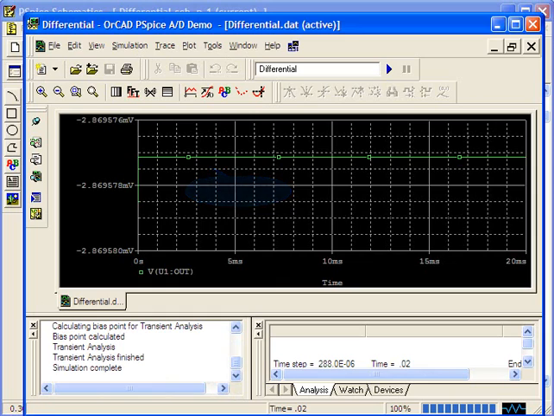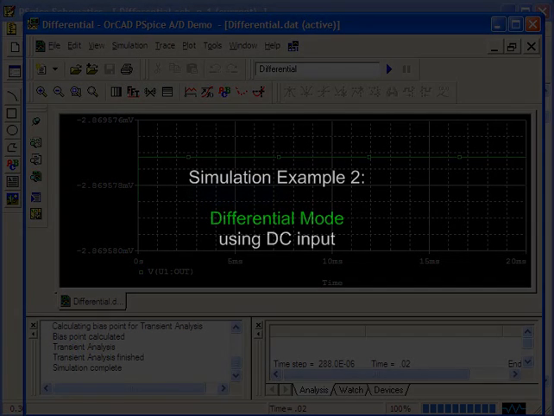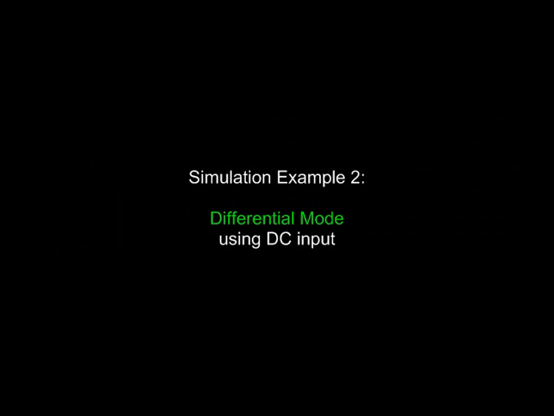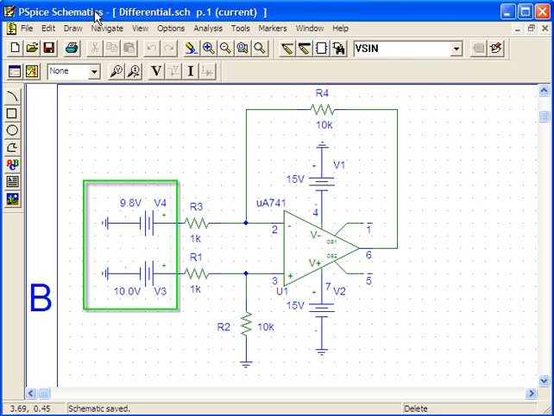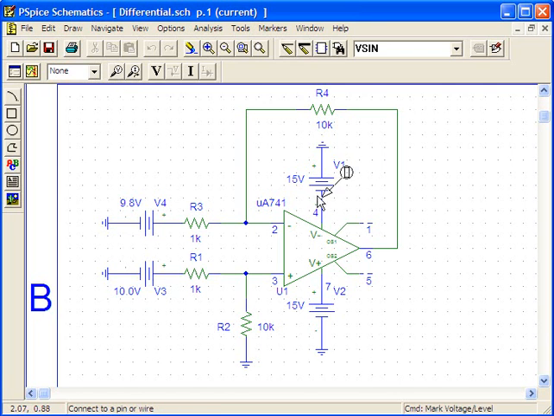zero. The second example is an example of a differential mode. We're still going to use DC signals for both of the inputs. The input from the positive input terminal is 10 volt, while the one from the negative input pin is 9.8. The rest of the circuit stays the same as the previous example. That is, the input resistance is 1 kilo and the feedback resistance is 10 kilo.